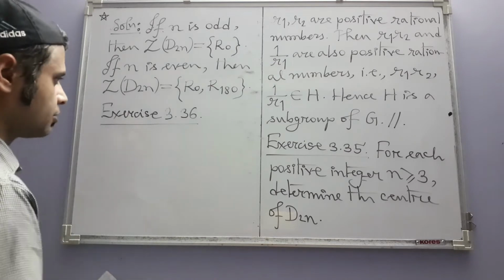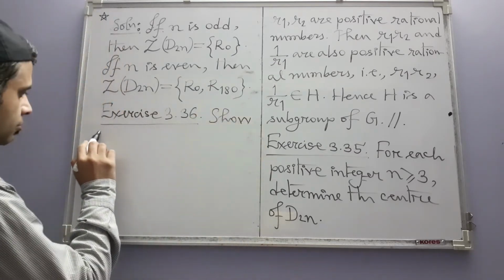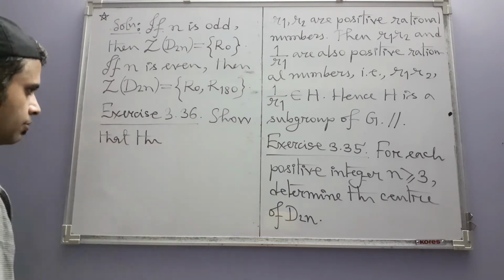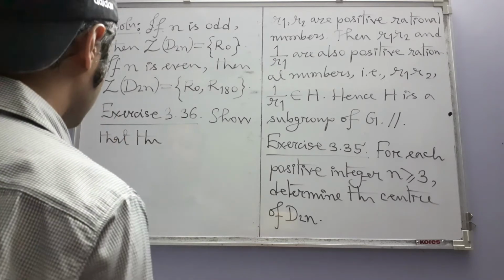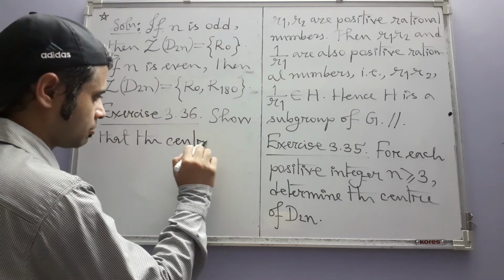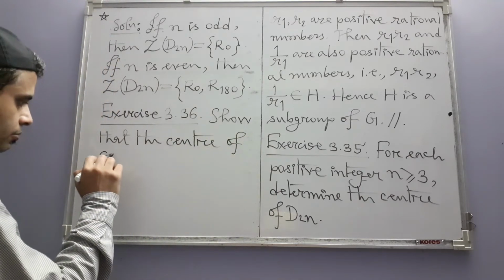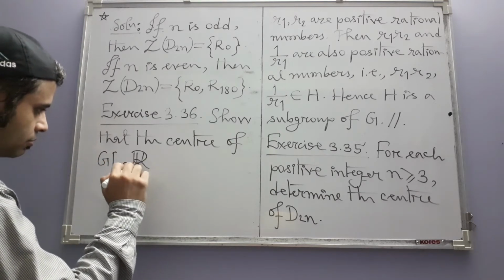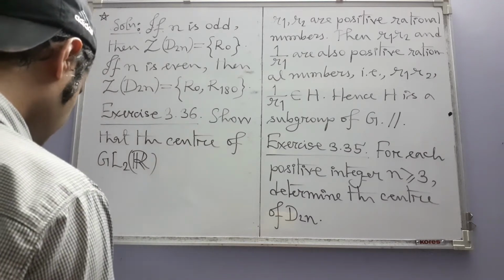Okay, the next one, show that the center of the, again, general linear group consists of matrices of this form.